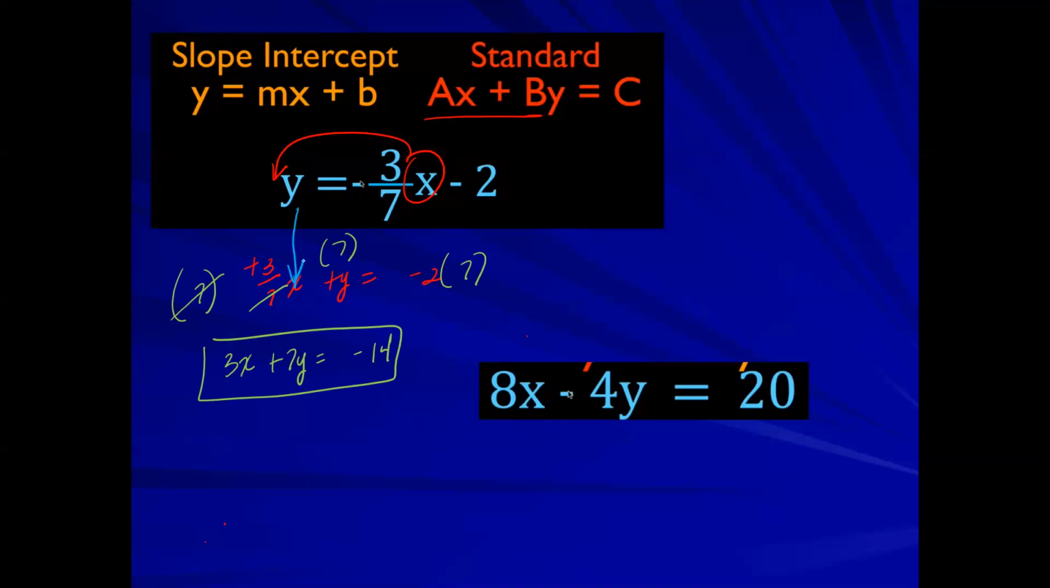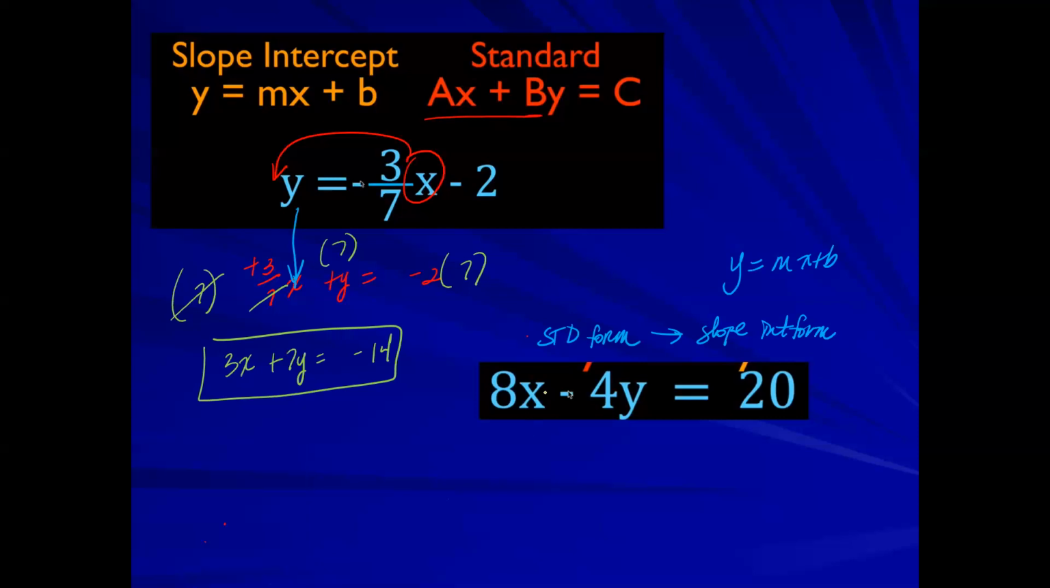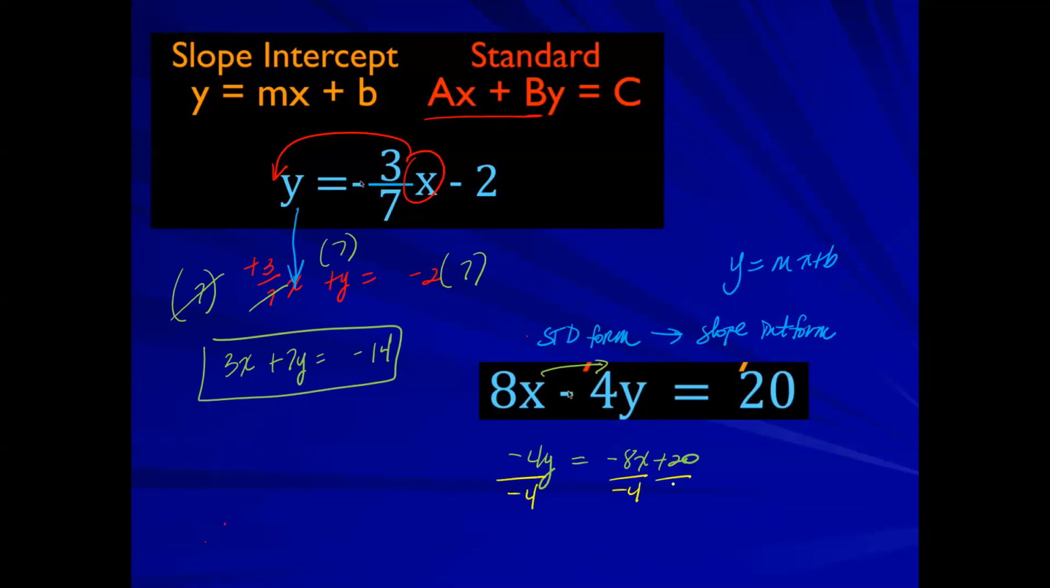Now, for this one right here, you have a standard form. We'll put STD form. And you want to convert that over to slope-intercept form. Slope-intercept form is y equals mx plus b. So obviously your goal is to solve for y. So I'm going to subtract 8x on both sides. Then after that, I want to divide it by the negative 4 on everything. So I have y is equal to positive 2x minus 5. And that will be my slope-intercept form. So you just need to make sure you know how to do this interchangeably.